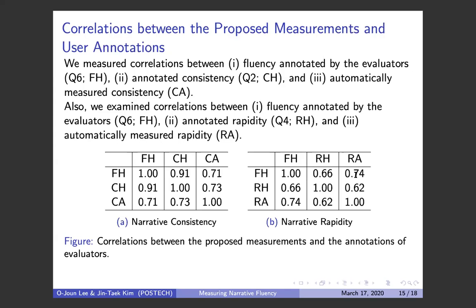It means the proposed measurements for narrative rapidity are correlated to narrative fluency, but maybe it reflects other features which are not the narrative rapidity. In future work, we have to examine what feature exactly is reflected by the proposed measurement.